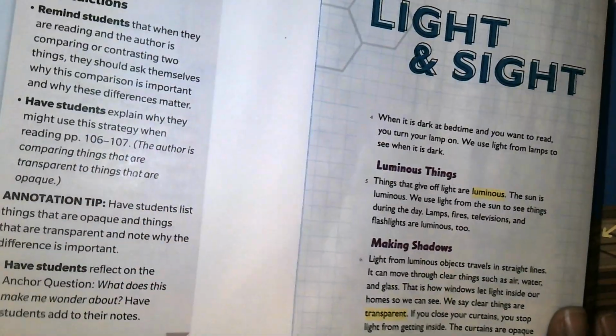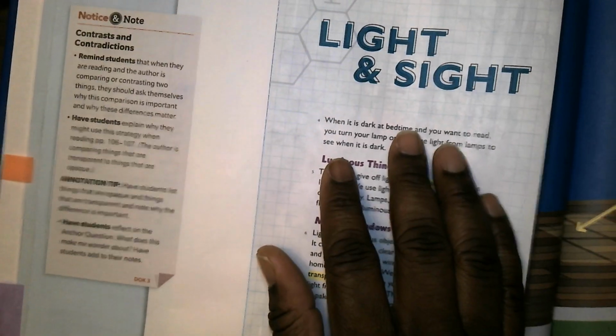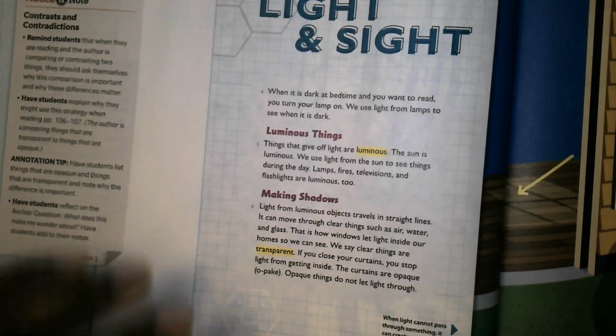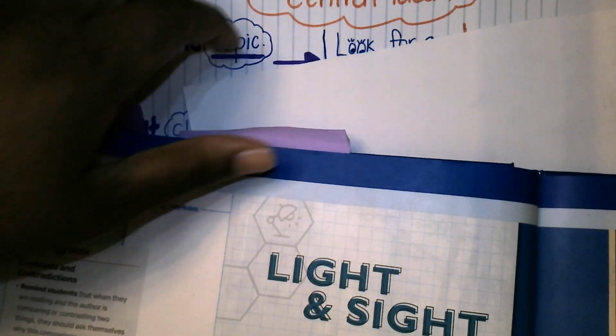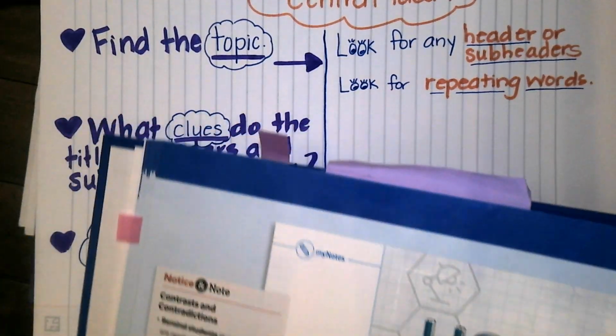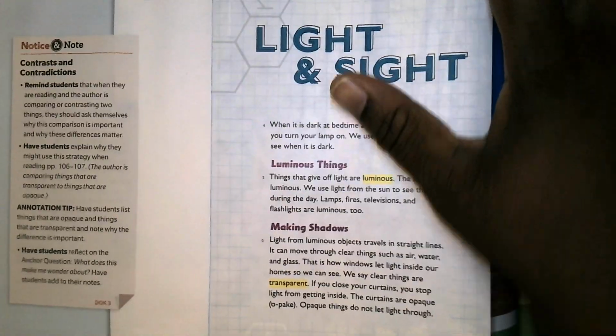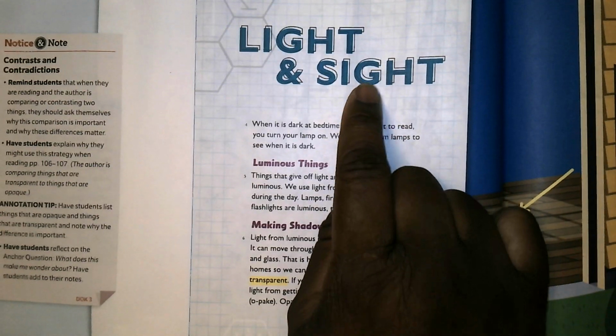And I'm going to show you how to find the central idea for this particular section, okay? So the first strategy that we said we would do is we will find out whatever the topic is. And so I'm going to look for the headers and subheaders and repeating words. So looking at the header, it says here, this section is about light and sight.